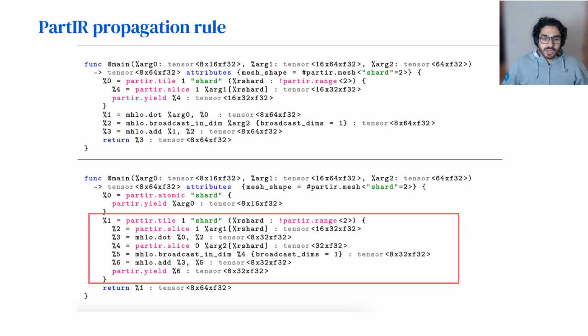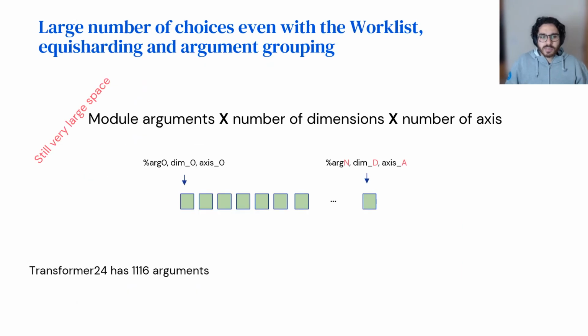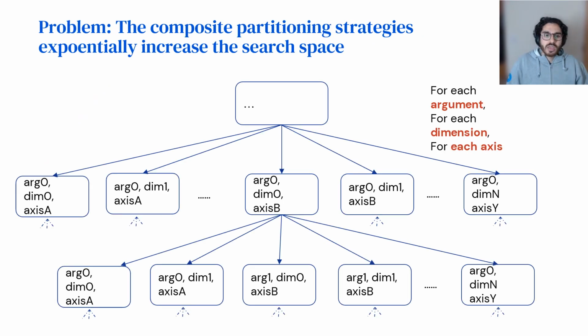Another feature our compiler provides is the ability to propagate partitioning rules to other operands in the module, depending on the program state and specific propagation rules. Despite all of that, we still have to consider a very large number of choices at every tiling decision we need to make. And this problem is even more pronounced in the composite partitioning strategies domain, as our previous work looked into only a single axis. Now we are considering multiple axes.